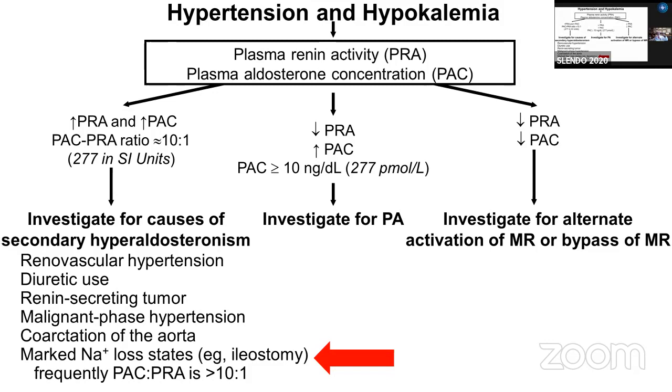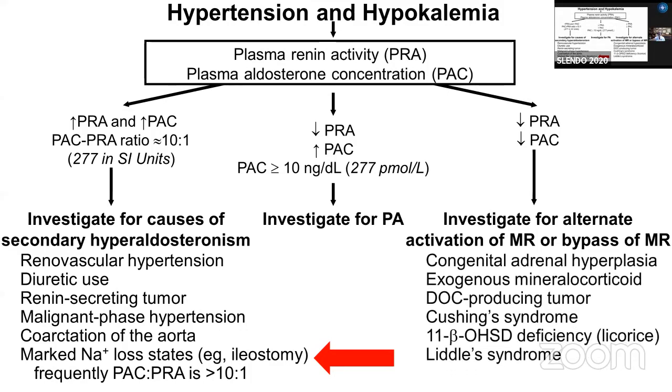Normal relationship between ALDO and renin is 10 to 1. So most ileostomy patients will have an aldosterone of 200 or 300. But instead of a renin of 20 or 30 to maintain that 10 to 1, the renin, although high, is not as high. And the relationship usually isn't 10 to 1. I think it's because of the chronic elevated renin. It makes the zona glomerulosa hypersensitive to angiotensin II, and it just doesn't take as much renin to generate as much aldosterone. But that's just a hypothesis I have.